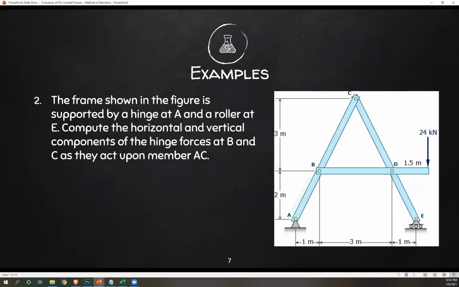The frame shown in the figure is supported by a hinge at A and a roller at E. So A and E.